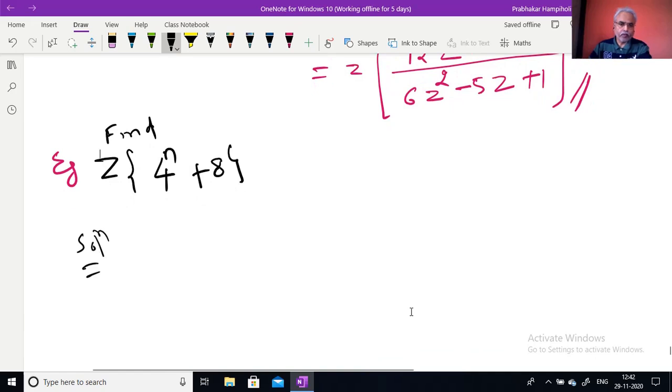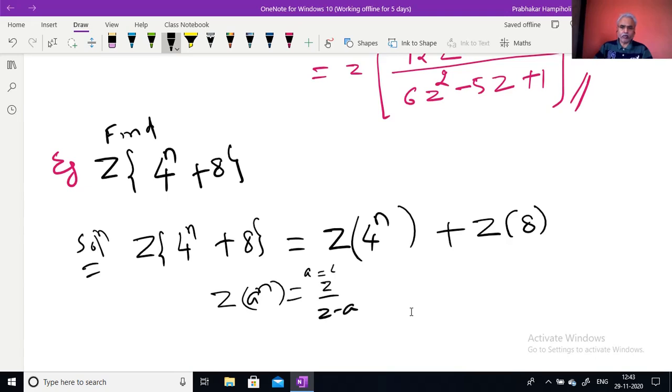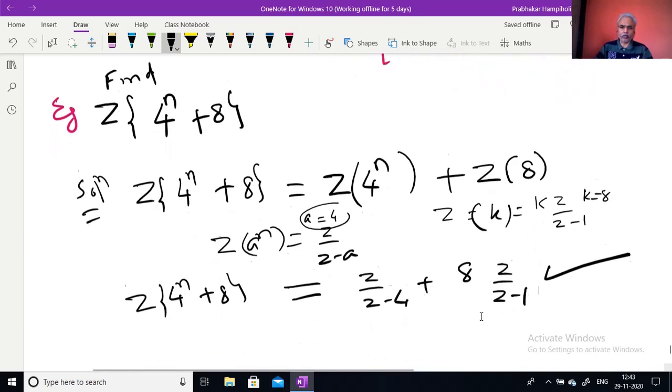Now the solution part, Z transformation of 4 raised to n plus 8. First thing is using the linearity property, Z transform of, just like derivative of first function plus derivative of second function. Sorry, Z transform of these two separately. Again using Z transform of a raised to n equal to z by z minus a. So in this case a becomes 4. And again using Z transform of a constant is kz by z minus 1. Here k becomes 8. So Z transform of 4 raised to n plus 8 looks like this: z by z minus 4 plus 8 into z by z minus 1. You have done it. At the most you can simplify, not to worry about that.